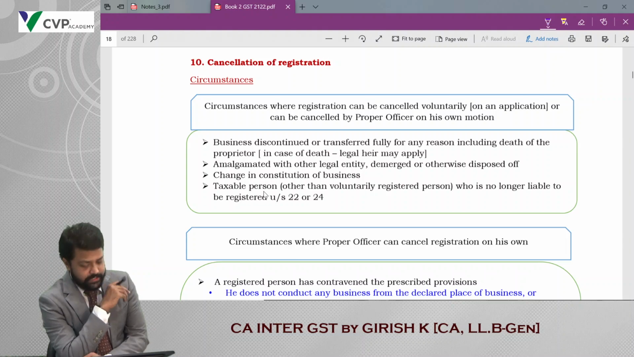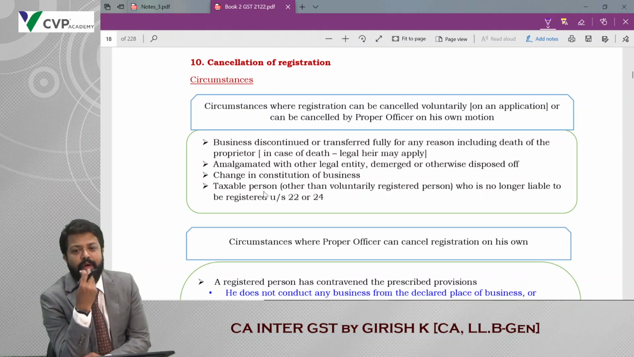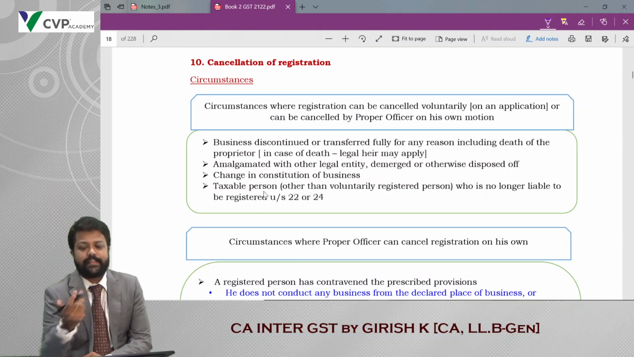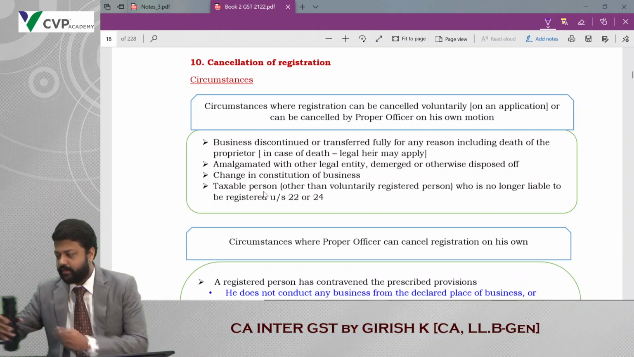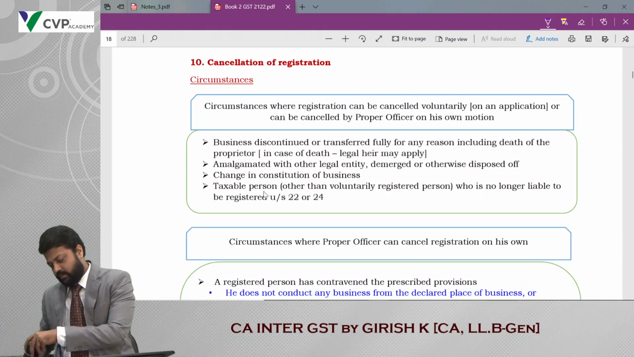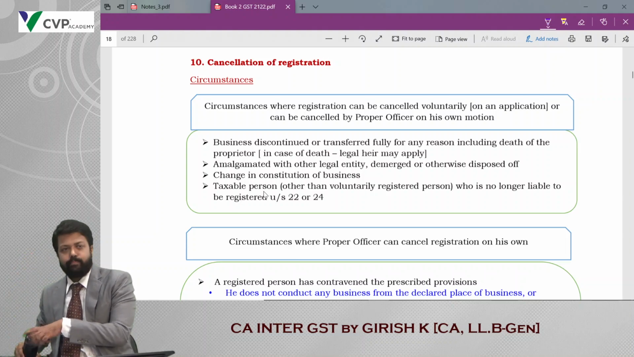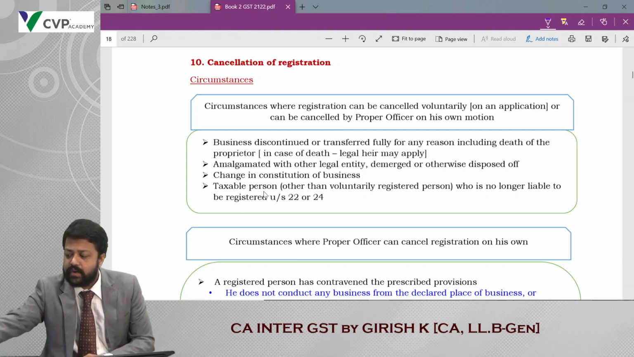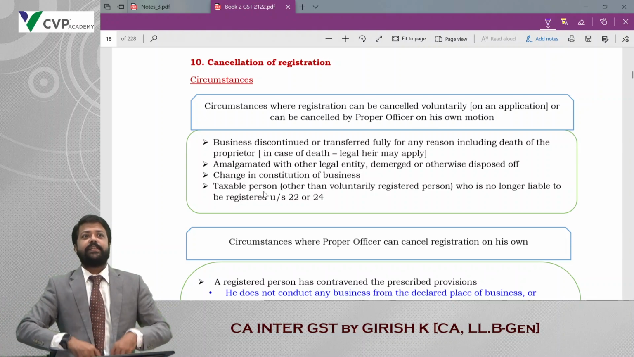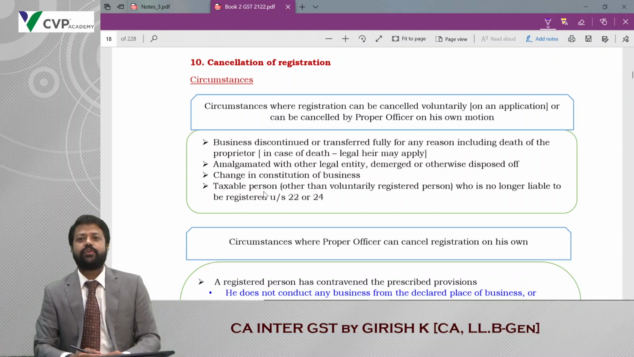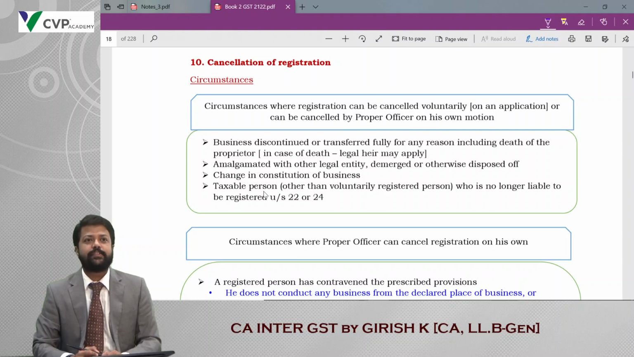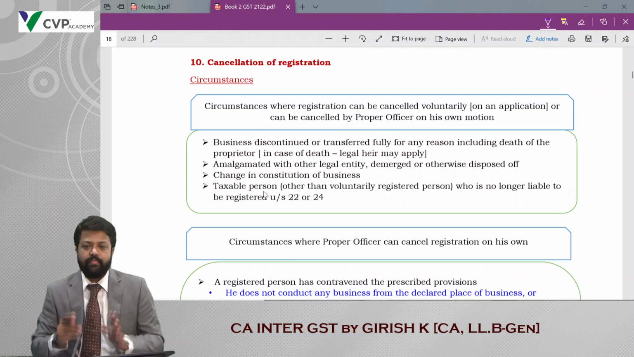cancellation of registration. Now, first of all, why would a person go and cancel his own registration? What do you think? His business is not so good, so he is not getting turnover exceeding the prescribed limit. Unless he is covered by the mandatory registration under section 24, which talks about registration requirement irrespective of the threshold of the turnover, he can get himself cancelled.